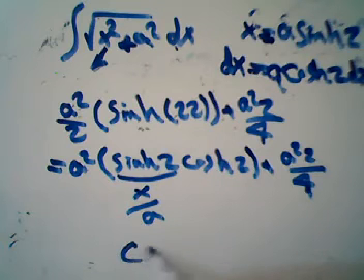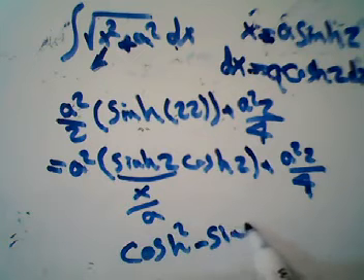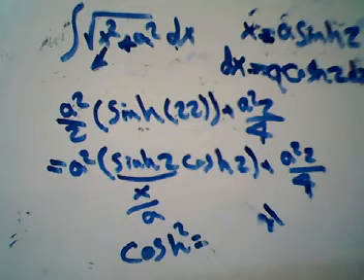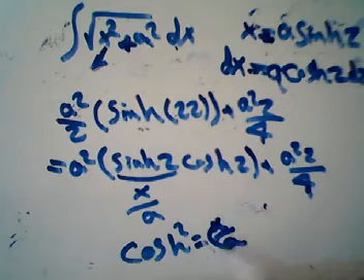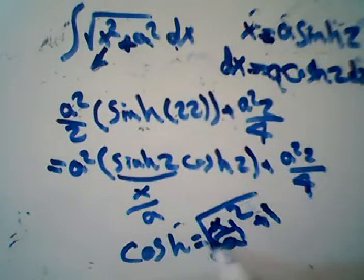According to the formula I gave you before, the cosine hyperbolic squared minus sine hyperbolic squared equals 1. So the cosine hyperbolic squared would be this plus 1. What is sine hyperbolic squared? This is (x over a) squared. So (x over a) squared plus 1, and the cosine hyperbolic would be plus and minus the square root of this.